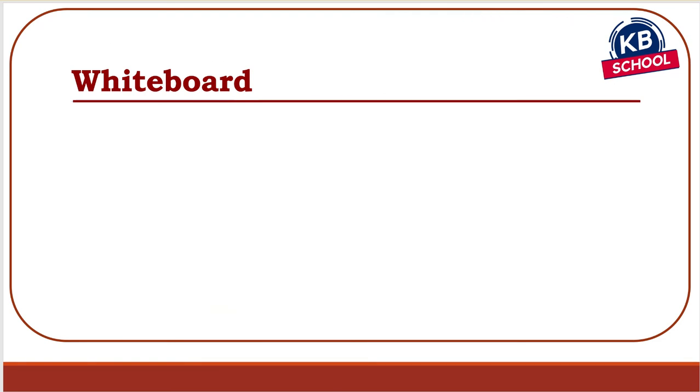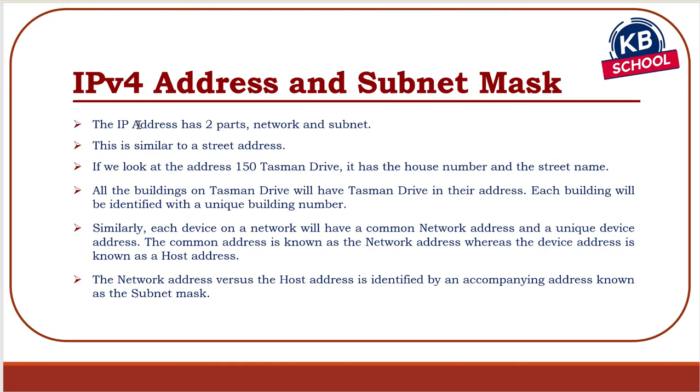So let's take a look at this over here in the slides. The IP address has 2 parts, the network and the host part. This is similar to a street address. You look at a street address of 150 Tasman Drive. It has the house number, building number, and the street number. So all the buildings on that drive will have Tasman Drive in their address with a different unique building address. Similarly, all the devices on a common network will have a common network address with a unique host address.